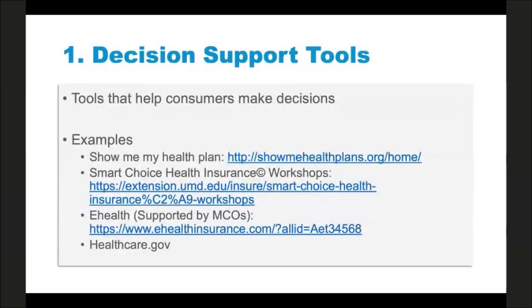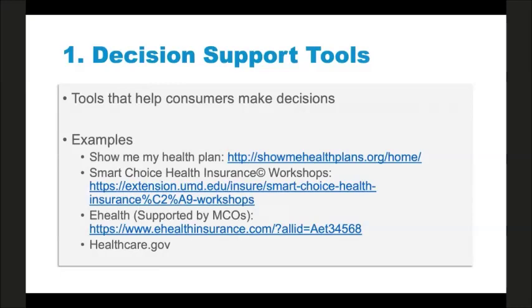Decision support tools are tools that can be used to help consumers make decisions. These tools can be used independently by the consumer on their own, or they can be used in conjunction with in-person assistance or support. Unfortunately, most of the time, these tools do have to be used with in-person assistance as we have found them to be most effective, but may not be as efficient because we don't have that in-person assistance all the time.